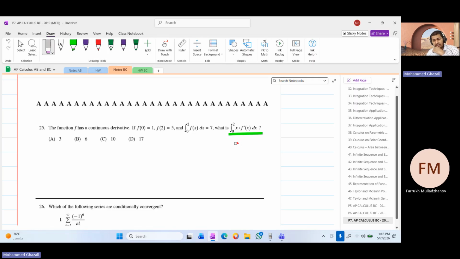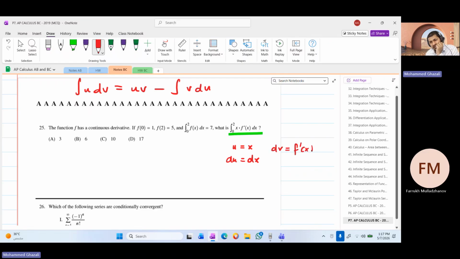Let's not use the DI method. Let's just say let u equal x, because we can differentiate x and we can integrate f prime x. So what's du equal to? dx. So we are using this formula here: integral of u dv is equal to uv minus integral of v du. What is u? Equal to x. What's dv equal to? f prime x dx. So what is v equal to?